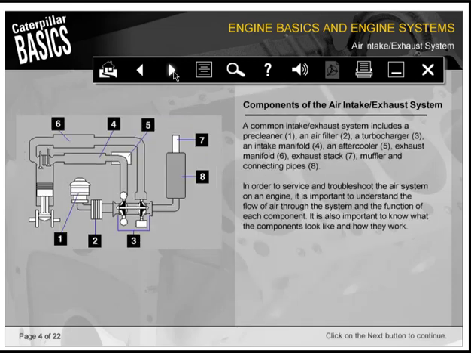A common intake and exhaust system includes: 1, a pre-cleaner; 2, an air filter; 3, a turbocharger; 4, an intake manifold; 5, an aftercooler; 6, an exhaust manifold; 7, exhaust stack; and 8, the muffler and connecting pipes. In order to service and troubleshoot the air system on an engine, it's important to understand the flow of air through the system and the function of each component. It's also important to know what the components look like and how they work.